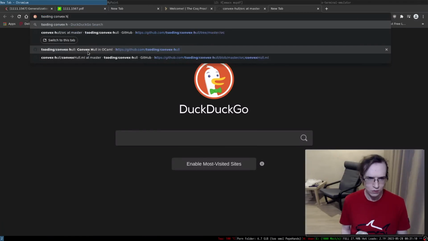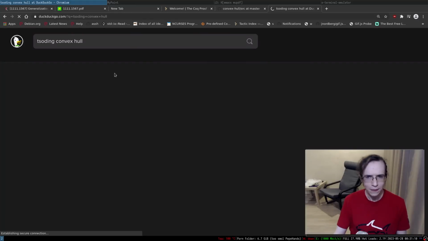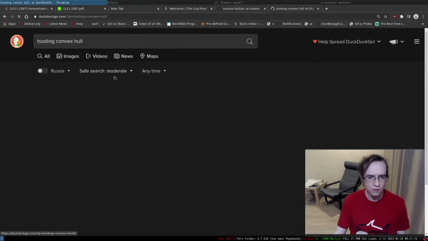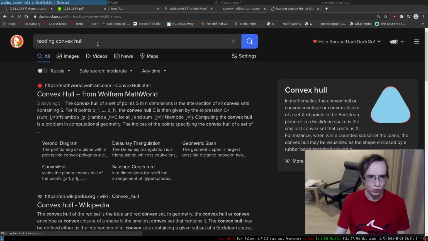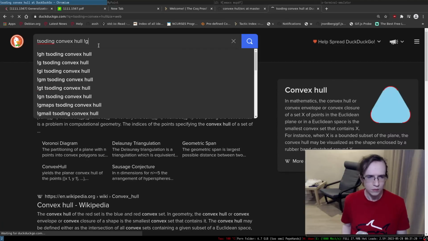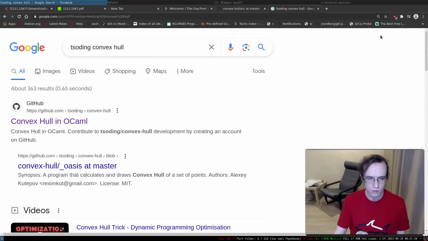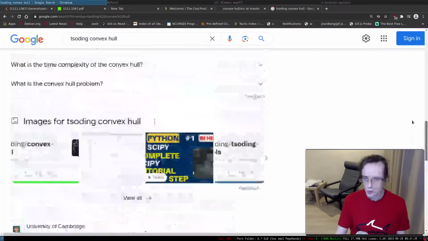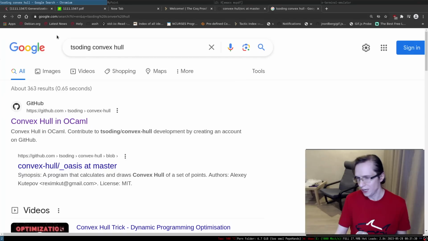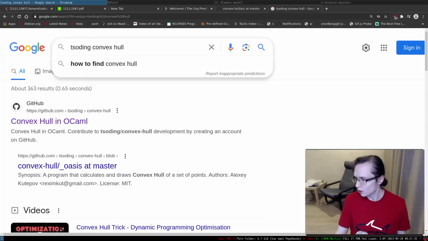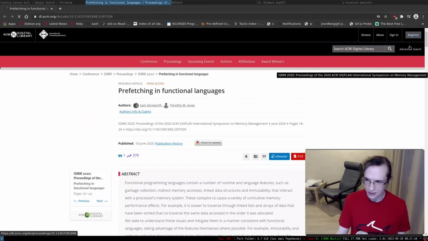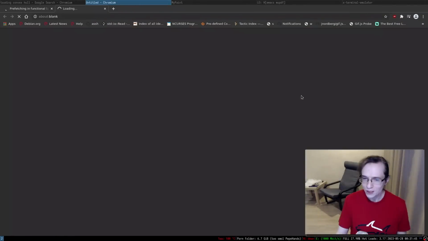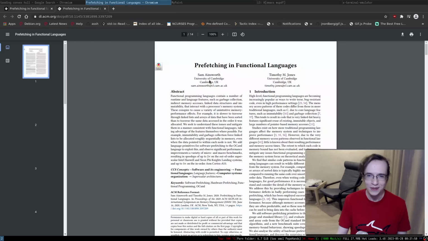Tsoding convex hull. Oh my god, why is DuckDuckGo so slow? Maybe. I wonder if there were some. What is the Google service called for papers? Oh, you guys found that, thank you so much. I think Google Scholar. Yeah, I thought maybe I can search on Google Scholar. So let's actually download the PDF. Can we download the PDF? Yeah, boy.